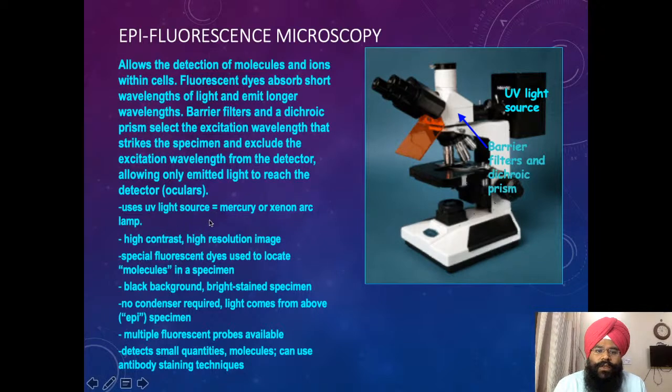It uses a UV light source, a mercury or xenon arc lamp, and gives a high contrast, high resolution image. Special fluorescent dyes are used to locate molecules in specimens. Black background, bright stained specimen, no condenser required, and light comes from above the specimen. Multiple fluorescent probes are available, they can detect small quantities of molecules, and antibody staining techniques can be used.